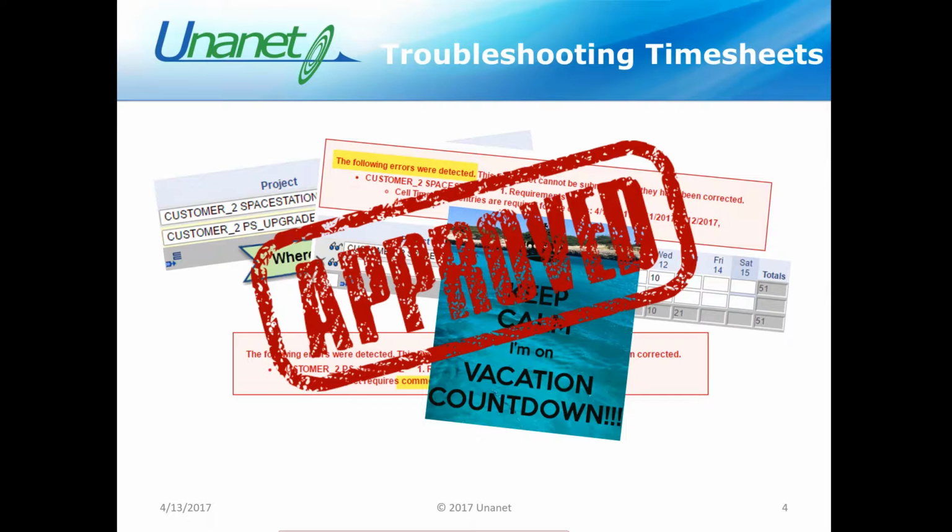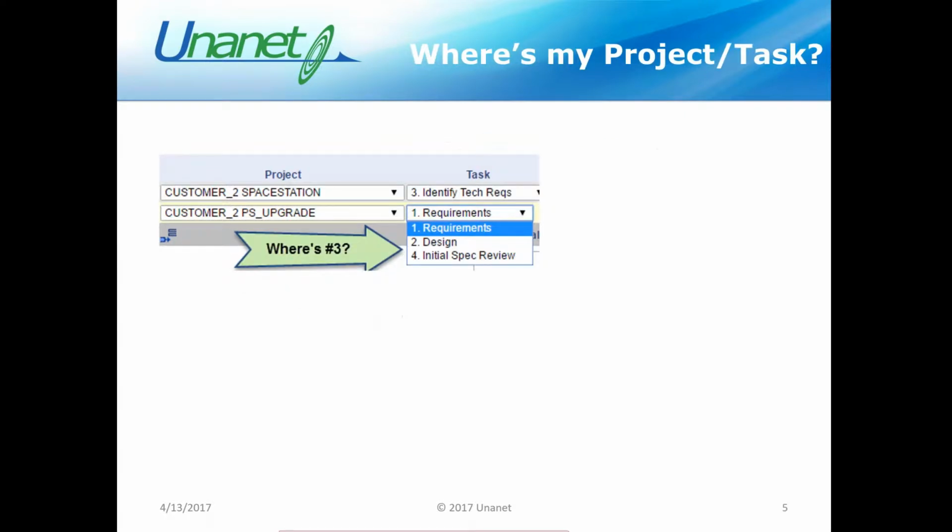So let's take a look at each of these different items that we might encounter as we're trying to get our time entered, submitted, and approved. Let's look first at this thought that we may not have a project or task on our timesheet that we were expecting. When that happens, there are a couple of things that you can do yourself before you go to your project manager or your Uninet administrator.